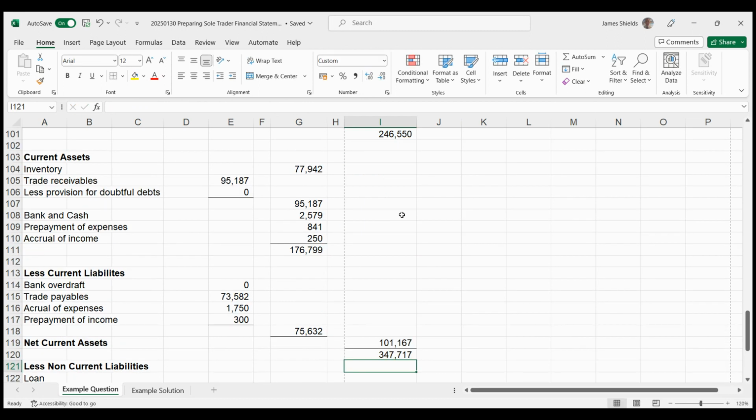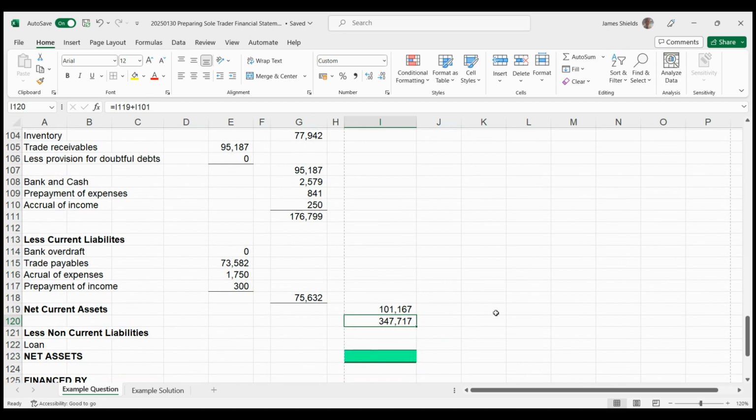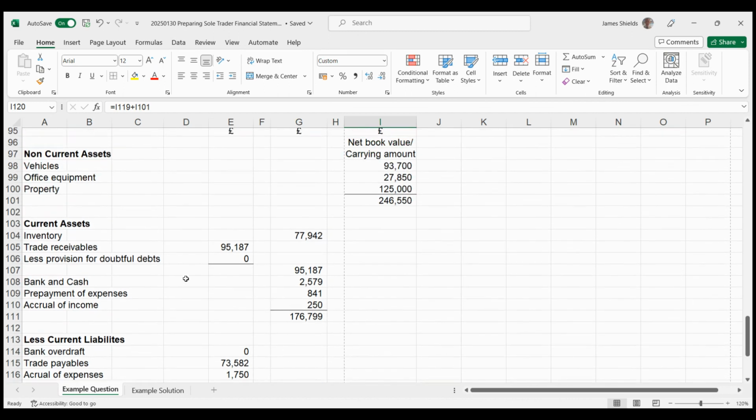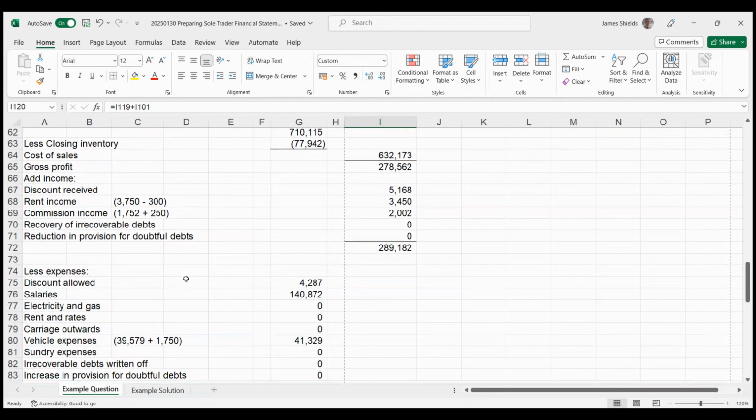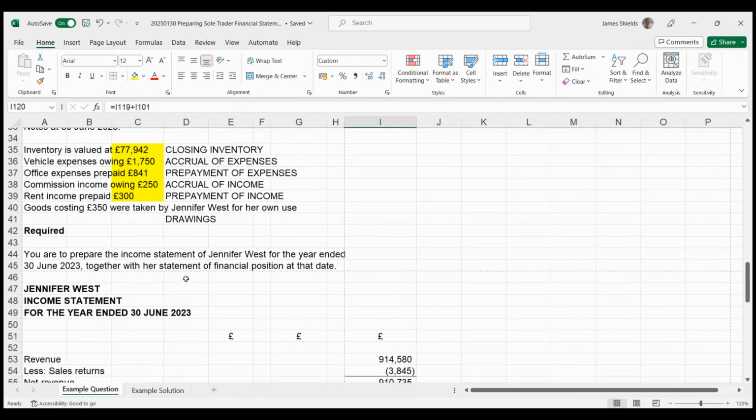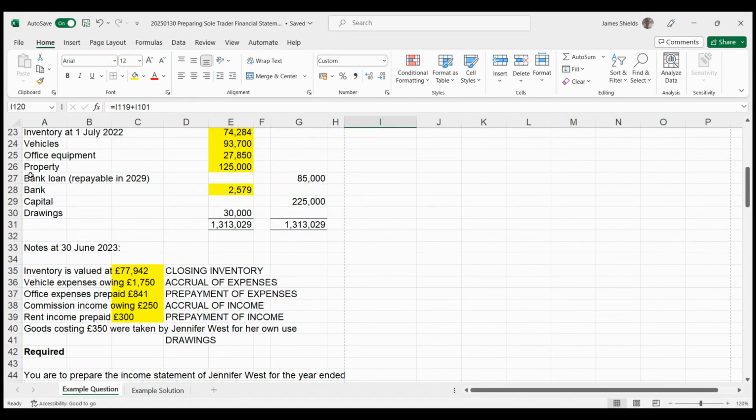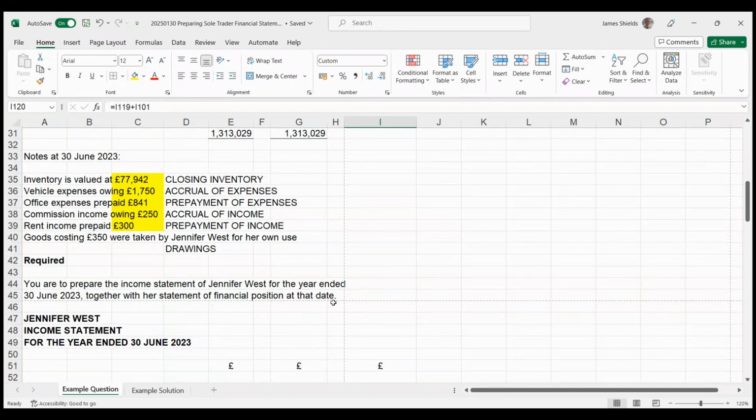Now we add that figure to our non-current assets figure. That's giving you £347,770. Now, if there were no non-current liabilities, for example, any long-term loans, that would be the net assets. But in this question, we've got a long-term loan. So let's see what it actually is. I've got a bank loan repayable in 2029. Now, 2029 is 6 years after this. That's why it's a non-current liability. Current liabilities are paid within 1 year of the year end date.